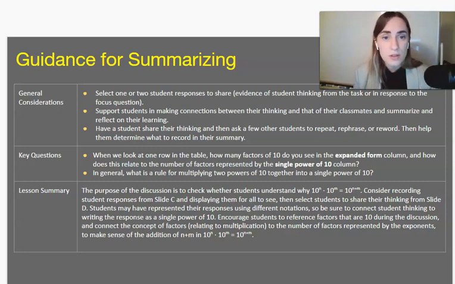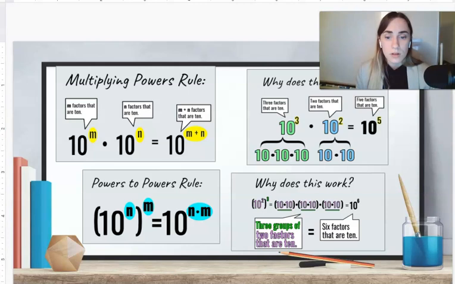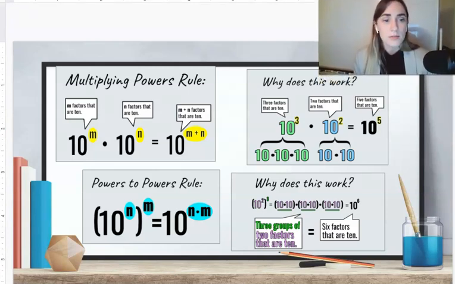So I'm going to draw your attention now to an additional resource that will be linked for you to use for week 23. In illustrative math, they suggest that at the end of the lesson about multiplying powers and at the end of the powers to powers of 10 lesson, you create a visual that is color-coded so that students have both the rule recorded somewhere that they can refer back to and an example of why it works.